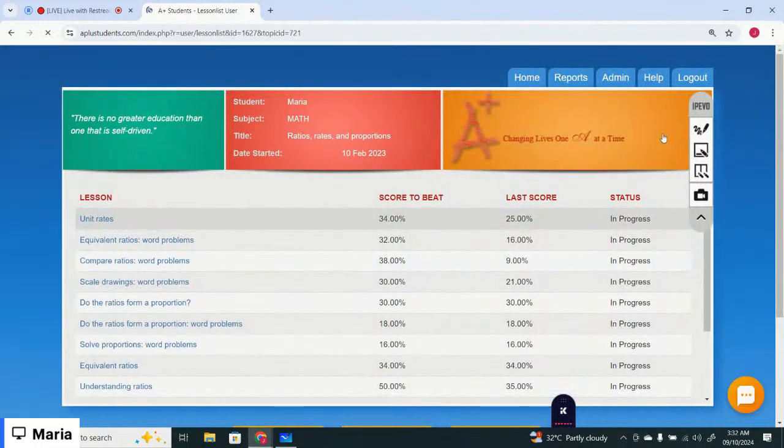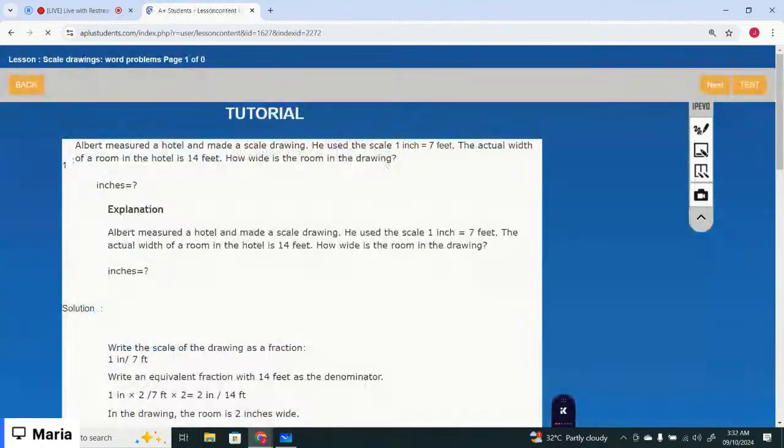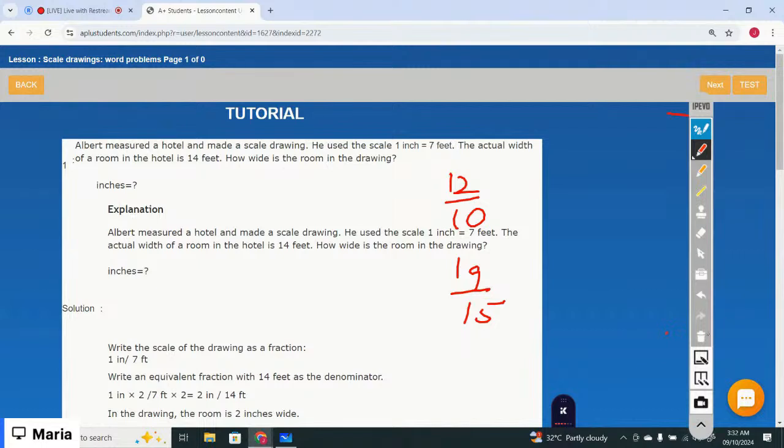The next lesson is scale drawings, word problems. Let's just start with the first example. Albert measured a hotel and made a scale drawing. He used a scale of 1 inch to 7 feet. The actual width of the room is 14 feet. How wide is the room in the drawing? So the scale he used is 1 inch equals 7 feet, right? The actual width of the hotel room is 14 feet. You have to see how wide the room is in the drawing.